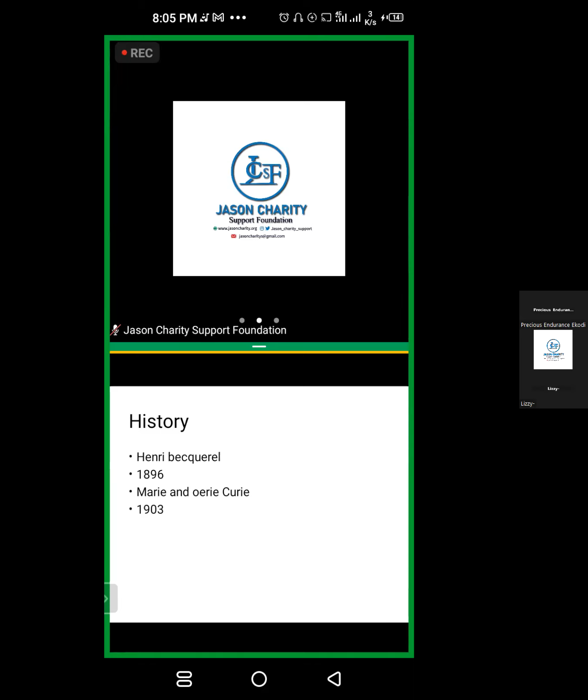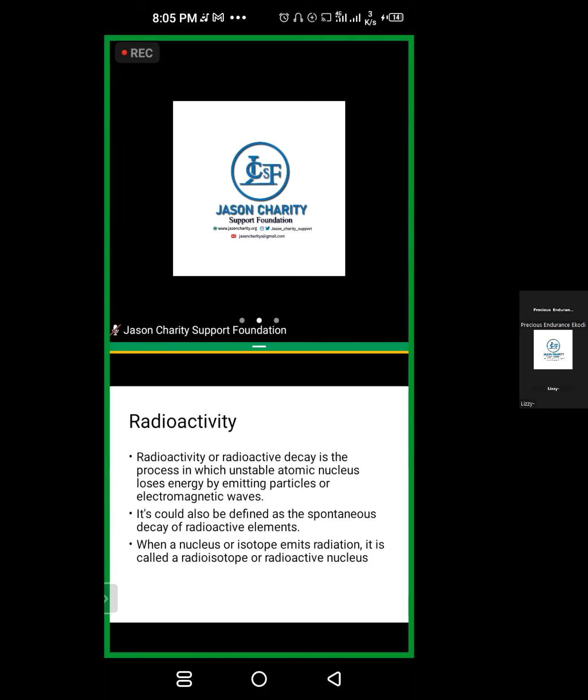So, with this history in the background, let's move on to what radioactivity really is. Radioactivity or radioactive decay is the process in which an unstable atomic nucleus loses energy by emitting particles or electromagnetic waves. So we have an unstable nucleus, and on its own it breaks down or emits this energy. We could also define radioactivity as the spontaneous decay of a radioactive element, and when this happens, energy is given off.